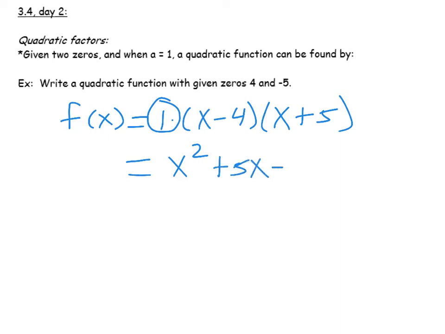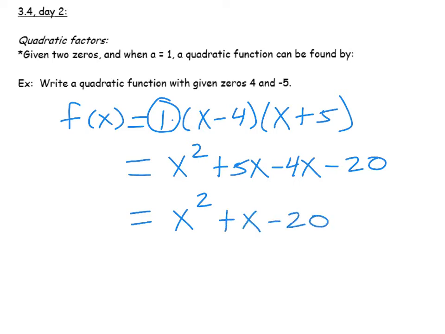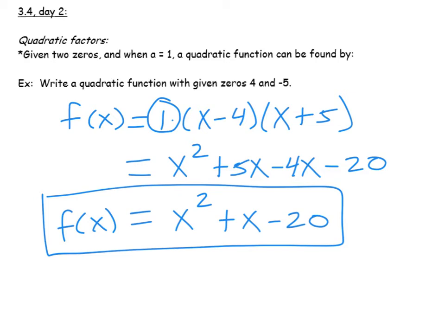Now we'll do some FOILing. x squared plus 5x minus 4x minus 20. As we typically do when we FOIL a quadratic, you've got two like terms in the middle. And there you have it. You have a quadratic function. Its value of a is 1, and it has two zeros, one of which is at 4, the other is at negative 5.